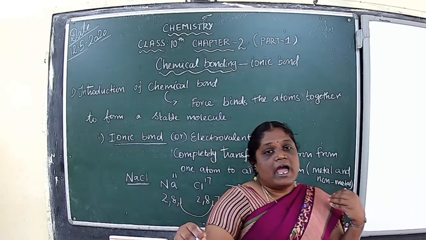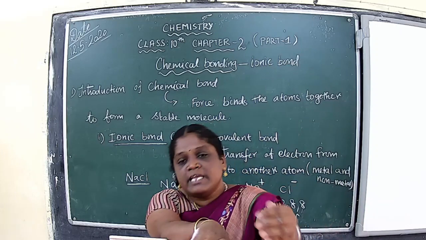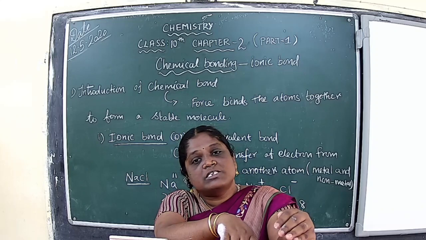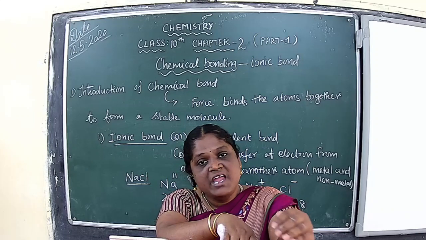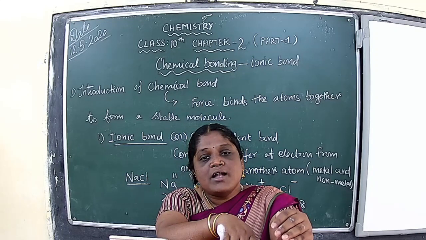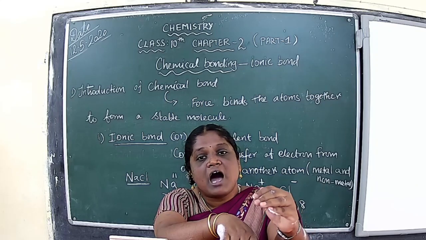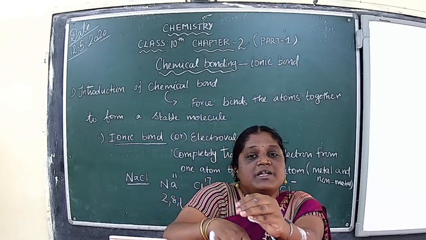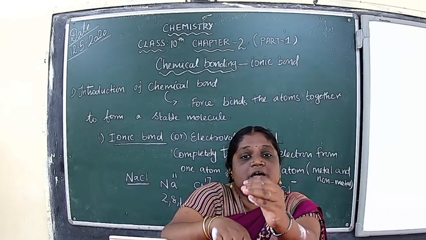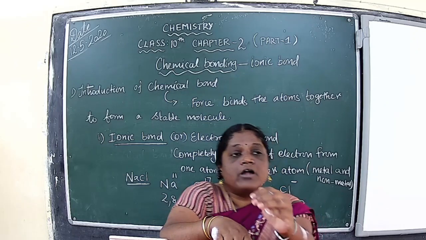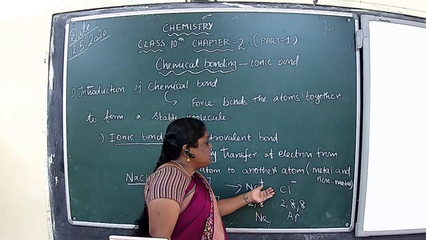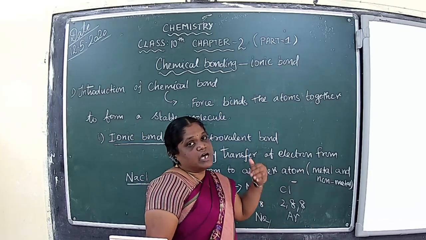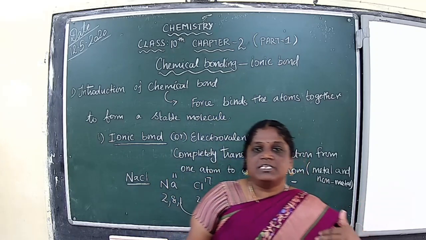The electronegative element is carrying the anion charge. So an ionic bond is a type of chemical bond. It is an electrostatic force of attraction between what? Oppositely charged ions. The electrostatic bond is formed between oppositely charged ions. Oppositely charged ions means Na plus and Cl minus, positive charge and negative charge.